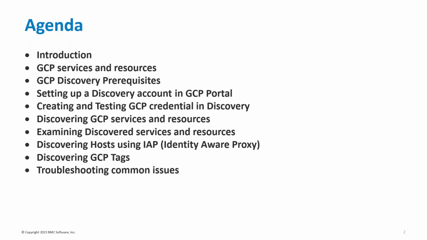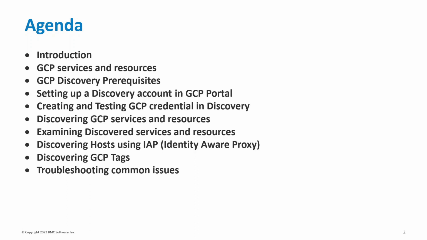GCP has a feature of using IAP, that is Identity Aware Proxy, and we will see a demo of setting up IAP and discovering the hosts directly from GCP. This is an equivalent option that is available in Amazon's AWS as SSM, which is known as System Session Manager, where without using the host level credentials, you will be able to discover the hosts from the running virtual machines.